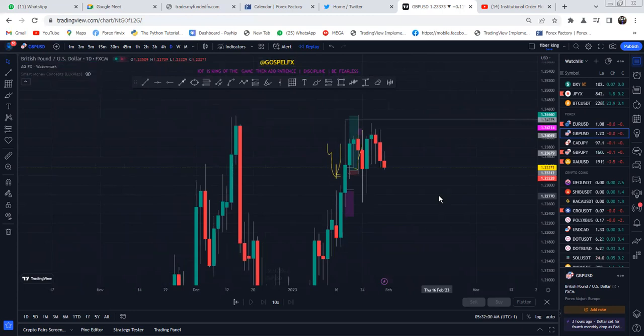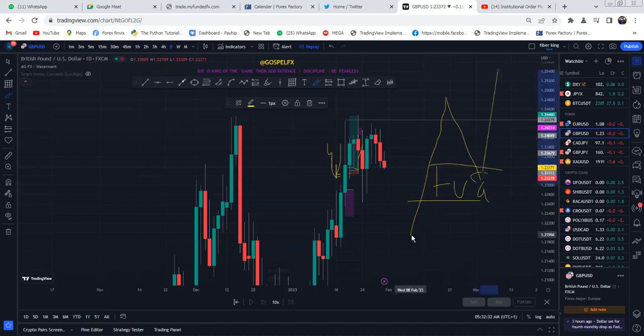So in this case, fair value gaps and order blocks are referred to as internal range liquidity. When the market pushes up, it leaves internal range liquidity. And this internal range liquidity, most of the time, is in the form of fair value gaps and order blocks as well. So price always comes back for internal range liquidity, and then it pushes for external range liquidity.